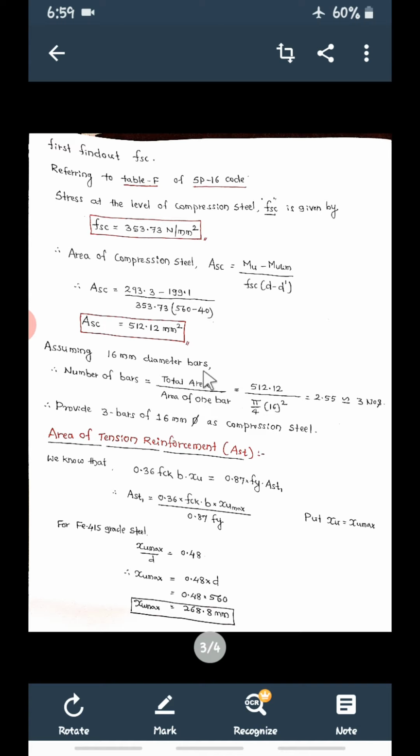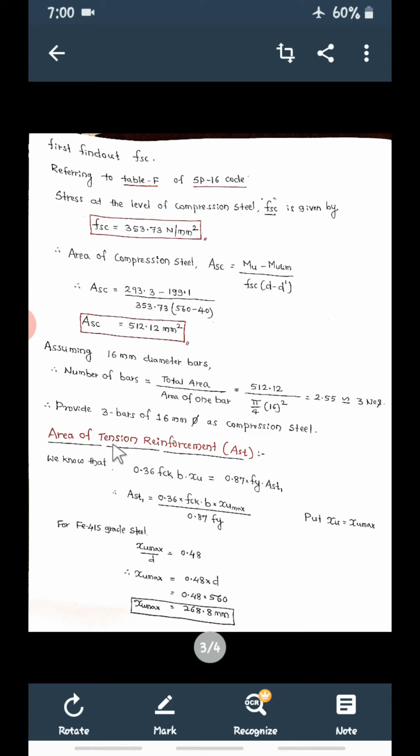So d is the diameter. Which diameter are we assuming? 16 mm. So pi by 4, 16 square. This comes out to 2.55. We cannot provide 2.55, so round off to the higher value, 3 numbers. So at the top we are going to provide 3 numbers of 16 mm diameter bars. That will be your compression steel. So this is finding out the compression steel.